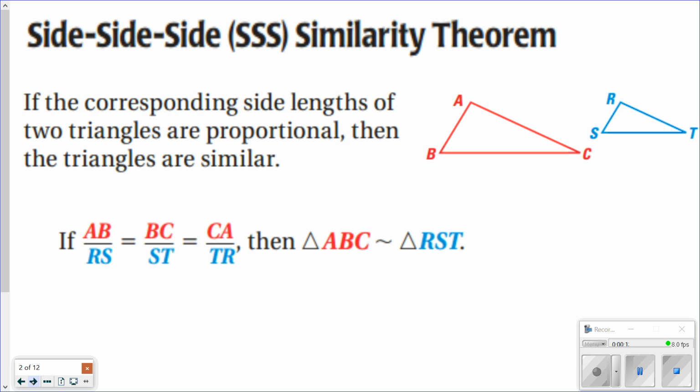Side, side, side similarity theorem. If the corresponding side lengths of two triangles are proportional, then the triangles are similar. All this is saying is that if we have the same scale factor on each side of the two triangles, we then know that they are similar. So if the ratios are all the same, we can prove that the triangles are similar by side, side, side.